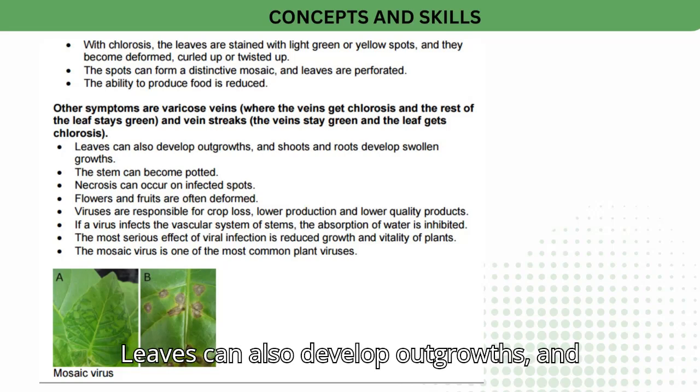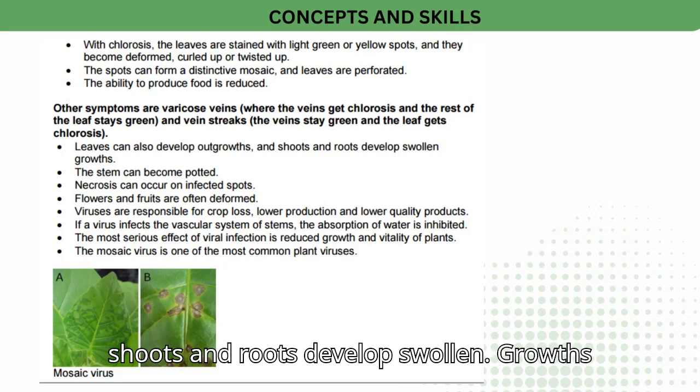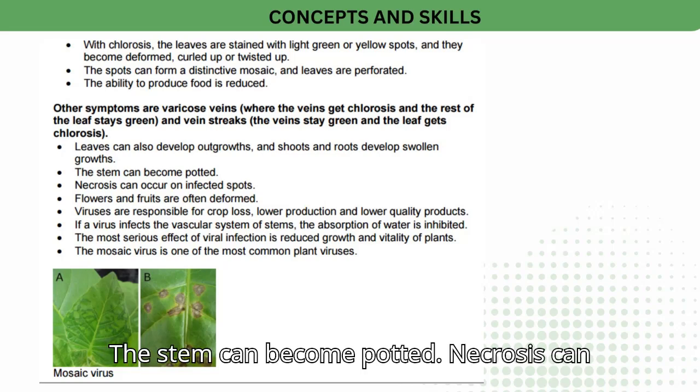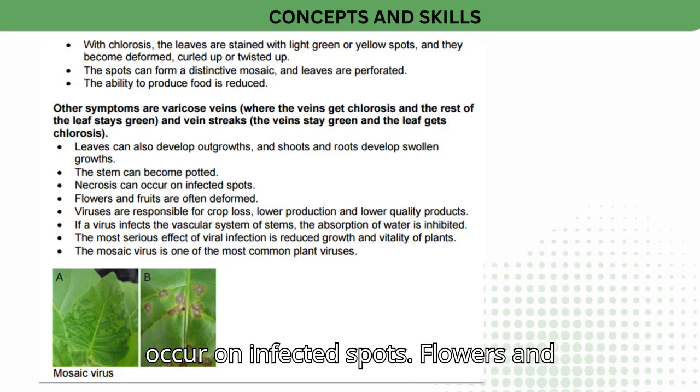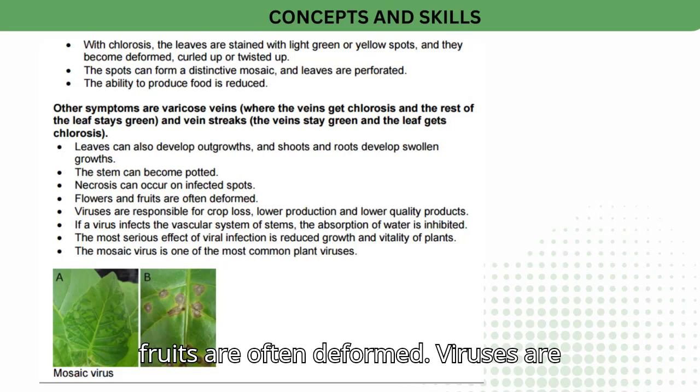Leaves can also develop outgrowths, and shoots and roots develop swollen growths. The stem can become pitted. Necrosis can occur on infected spots. Flowers and fruits are often deformed.